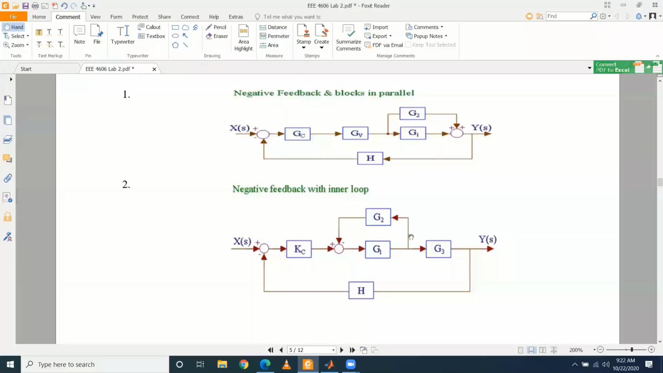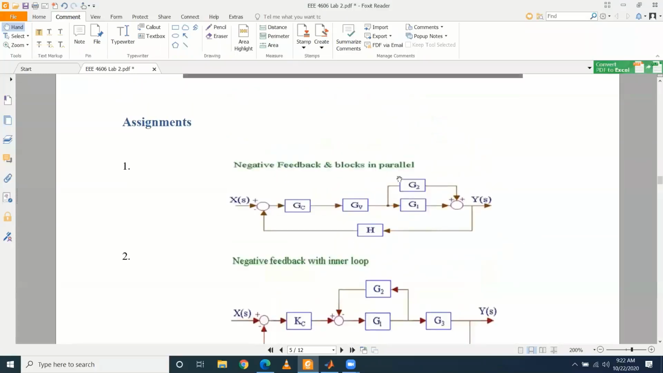Yeah, G1 and G2 are in a feedback configuration, right? So use the feedback formula for negative feedback. I think it was G1 divided by 1 plus G1 G2, right? So you make one block like that. Then whatever block you get will be in series with KC and G3. So these 3 blocks will be in series. Then this overall block will be in negative feedback, again, with the block H. Then you'll get a single block.